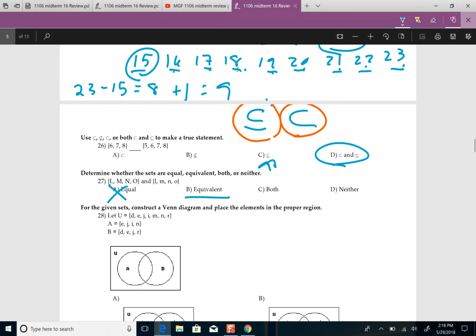They are equivalent. Equivalent says how many elements are in each set. So the left set has 4, the right set has 4. Since they both have 4, they're equivalent, and we're done. That's our answer.